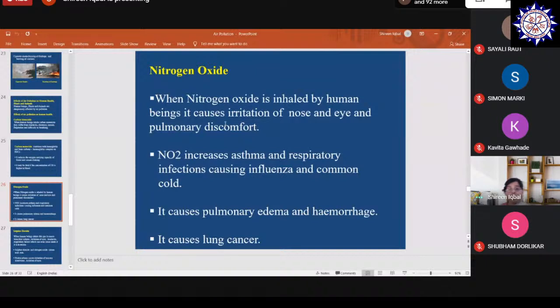Then when it causes edema, pulmonary edema, जब ये cause करता है, so there is possibility of hemorrhage. वहाँ पे जो blood है ooze out होता है from it, and it causes the dangerous disease, that is lung cancer.